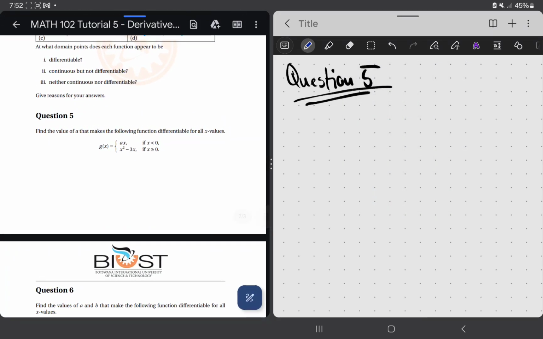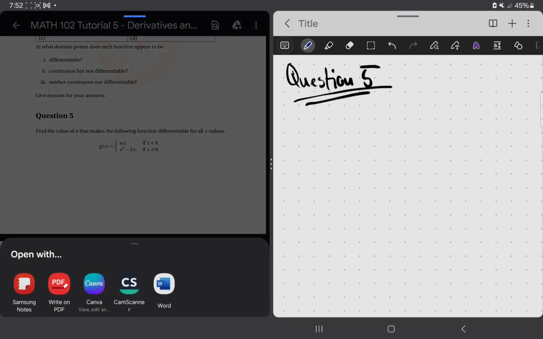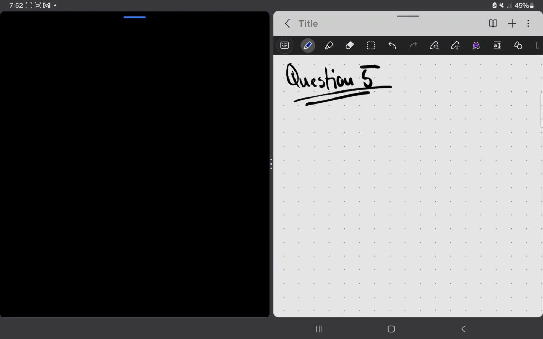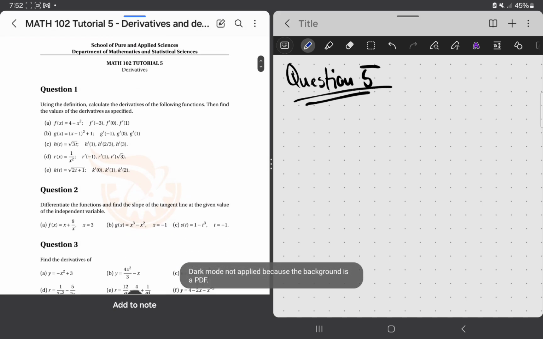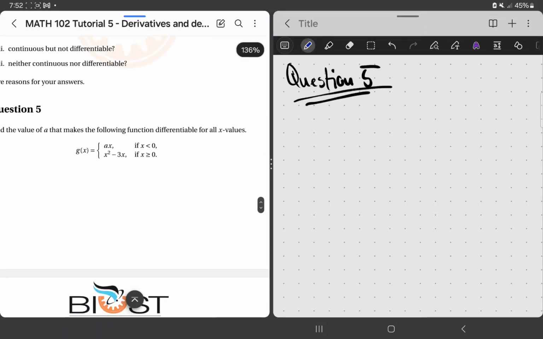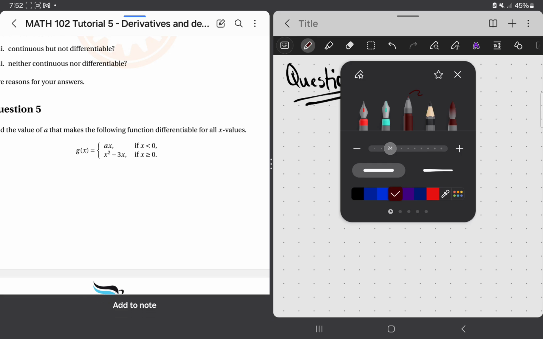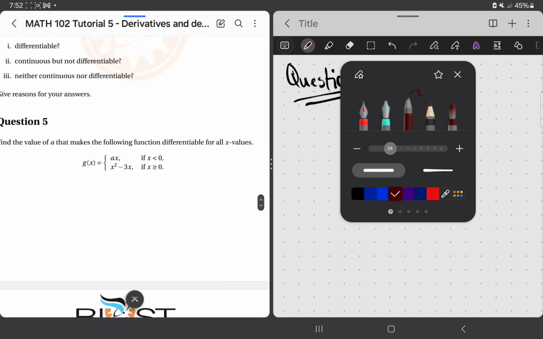Whenever you see this word differentiable, you should not panic, okay? When you see the word differentiable, we're just going to test two things. Number one, differentiable functions should be continuous, so of course we'll test that. And then also, their derivatives, when you put in the value 0, must be the same.